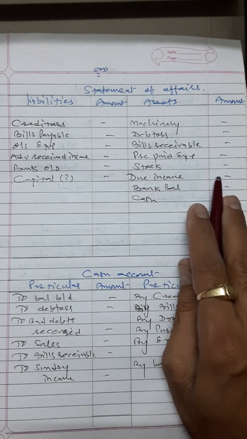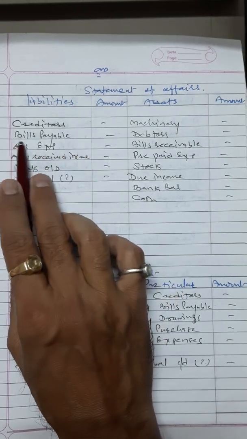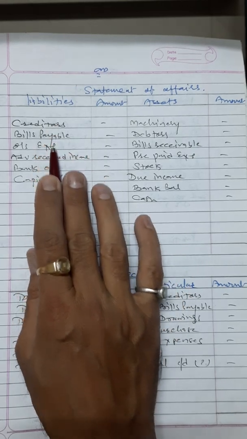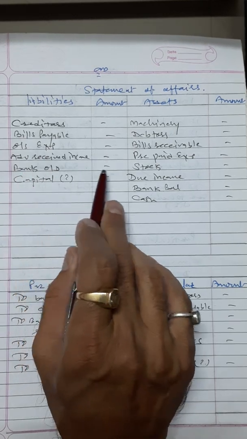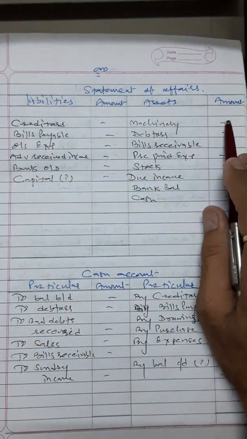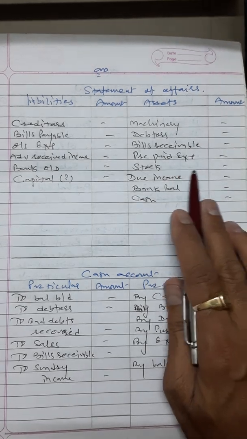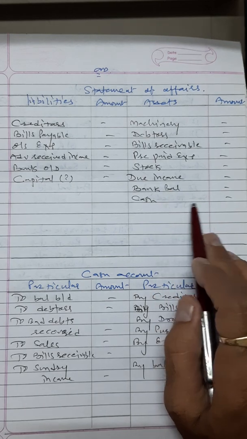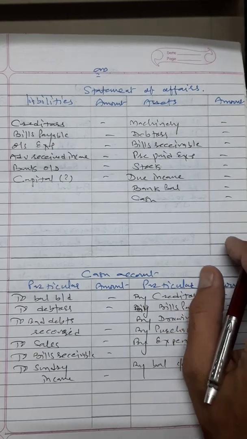To prepare the statement of affairs, on the liability side you have to write the opening balance of creditors, opening balance of bills payable, outstanding expenses. All the opening liabilities will be written on the liability side: advance received income and bank overdraft if there is. Then after, opening balances of assets, that is machinery, debtors, bills receivable, prepaid expenses, stock, due income, bank balance and cash balance.